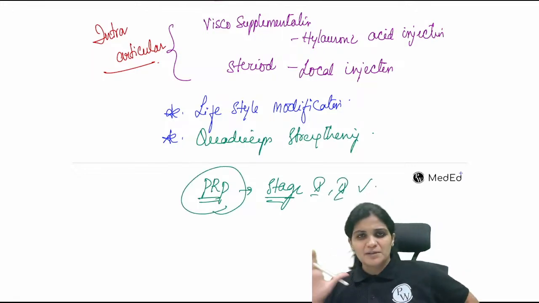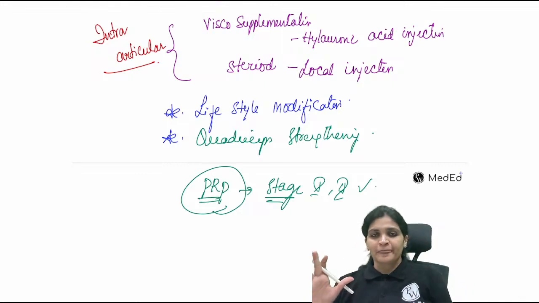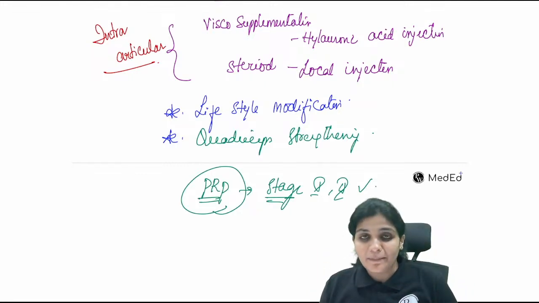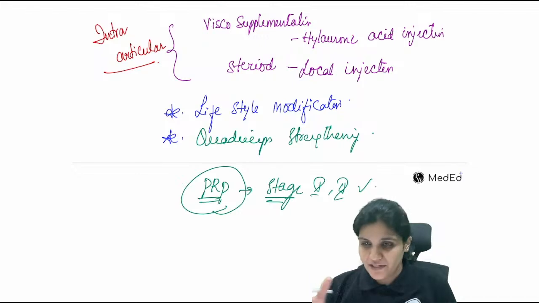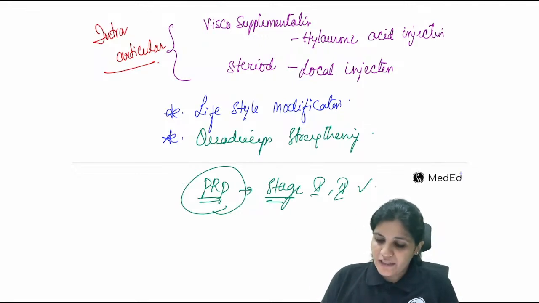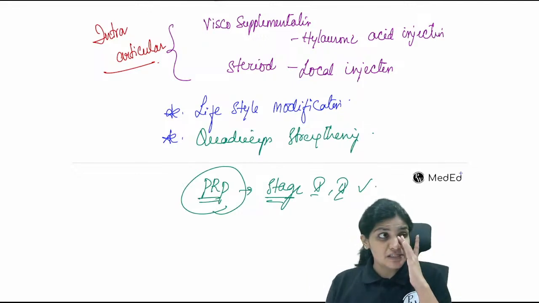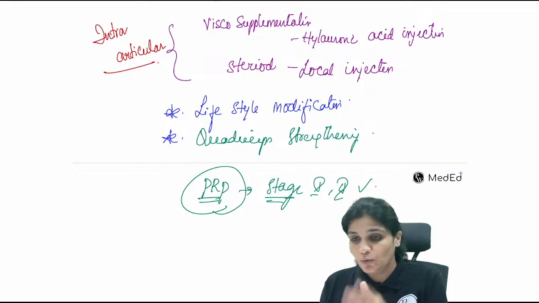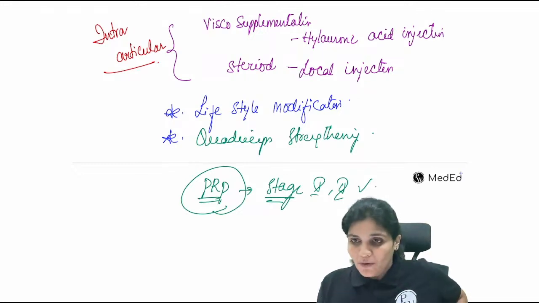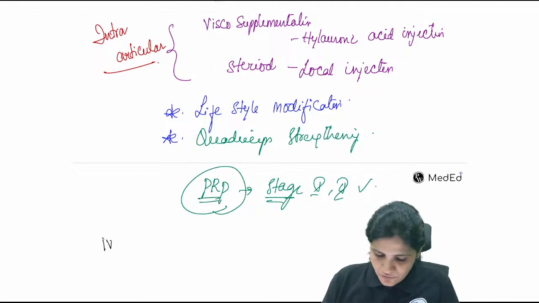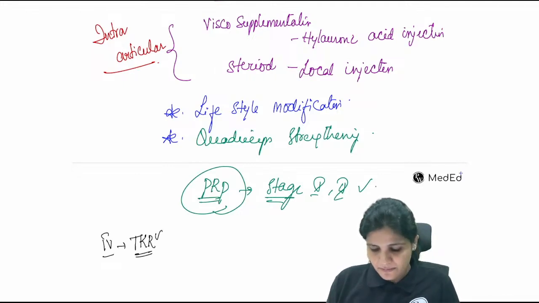So there is a lot of buzz about PRP in osteoarthritis treatment, but there is a mixed review of research, you know. So usually what we do is whenever the patient is stage 1 and stage 2, only we will advise them for PRP. Once it is stage 3 and 4, there is no role of PRP. And stage 4, it is nothing but you have to go for total knee, right?